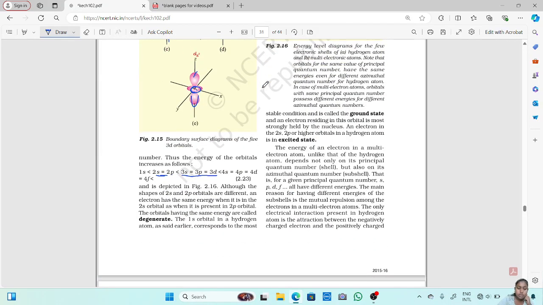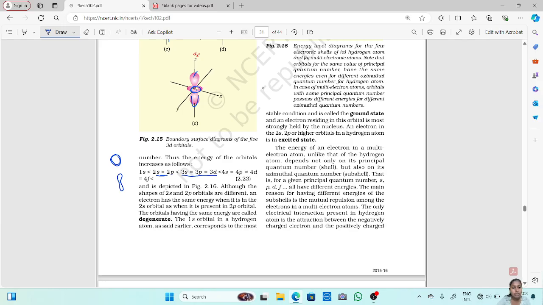Although the shapes of 2s and 2p orbitals are different, an electron has the same energy when it is in the 2s orbital as when it is in the 2p orbitals. 2s is a spherical one, and 2p is a lobe one. Even though their shapes are different, the energy is the same for electrons in 2s and 2p orbitals.